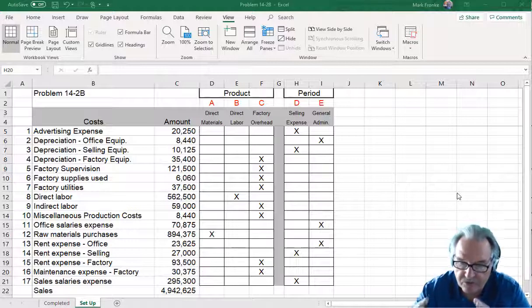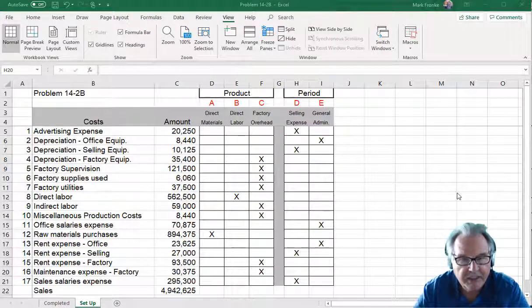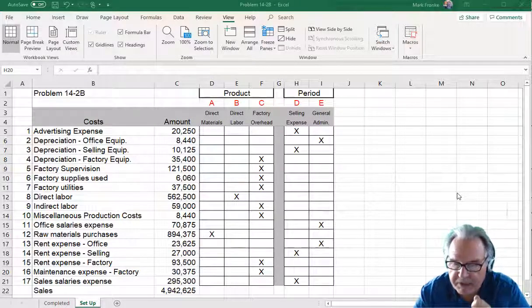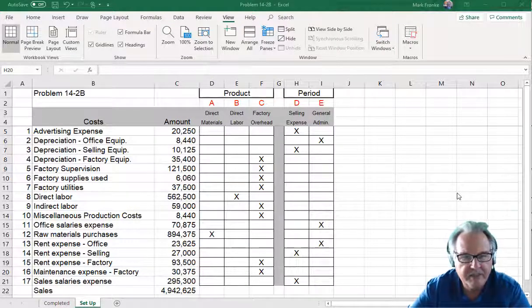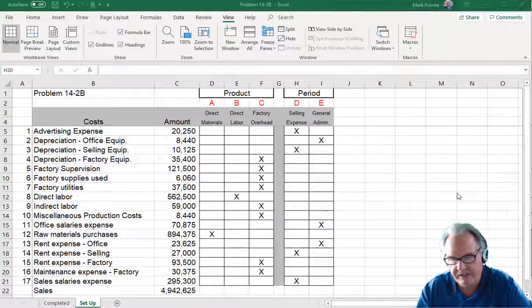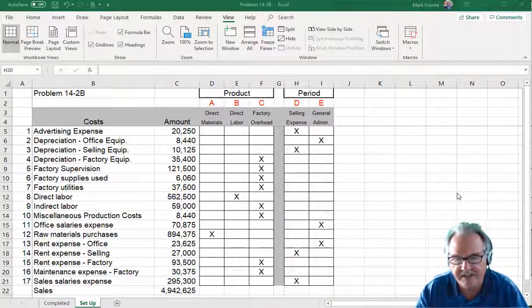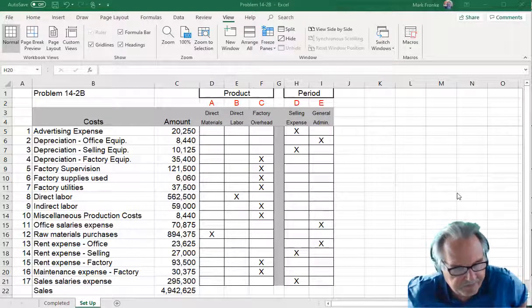Anything that is directly on the product is going to be a direct material. Anything that involves people putting together the product, having their hands on the product, is going to be direct labor. And then factory overhead is everything else that relates to the factory or the production process. Selling is all about sales and advertising, and general administrative is everything that is not a product cost, that doesn't fall in the category of selling.